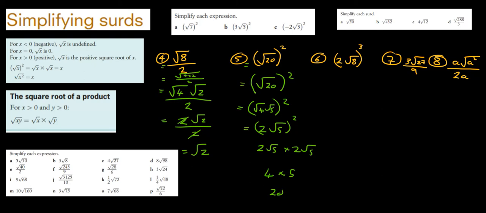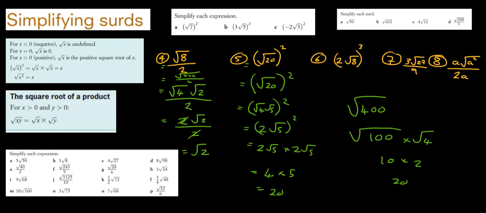Now, some of you might have done this. They might have done, well, root 20 squared is 400. We can write 400 as 100 times the root of 4, which is 10 times 2, which is 20. Both are correct. Both are correct. Okay, so let's have a look at 6.